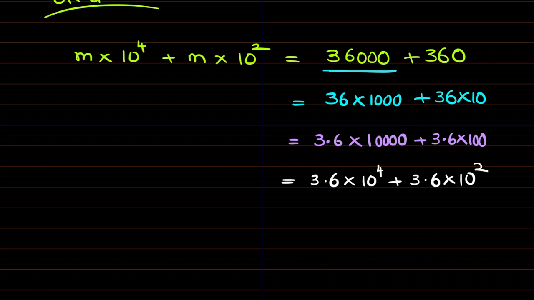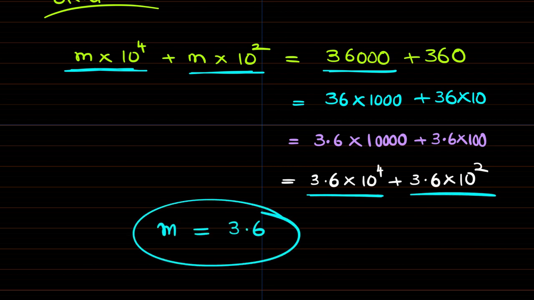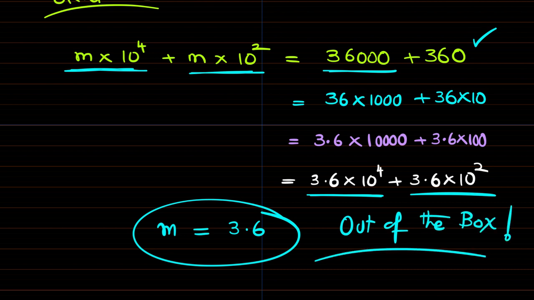And here is where the magic lies. M into 10 raised to power of 4, m into 10 square. Yes, you guessed it right. M is 3.6 based upon this simplification that you have done over here. Naturally, not everybody can think this much out of the box. That is too much out of the box. That is using the concept that there is no box. So yes, this is perfectly acceptable.